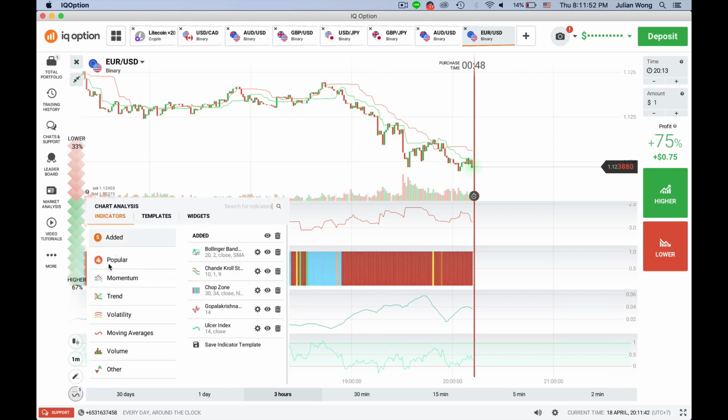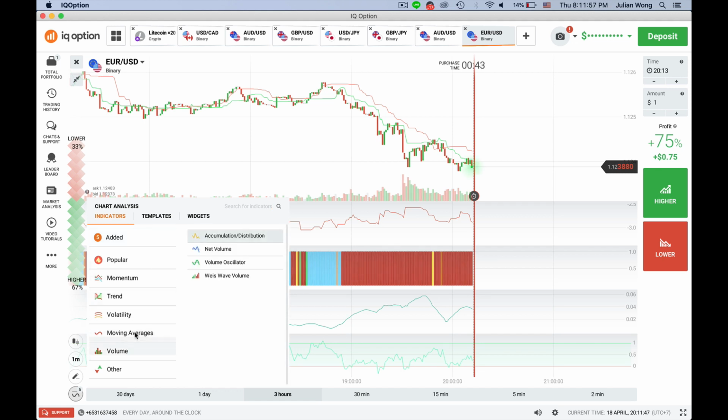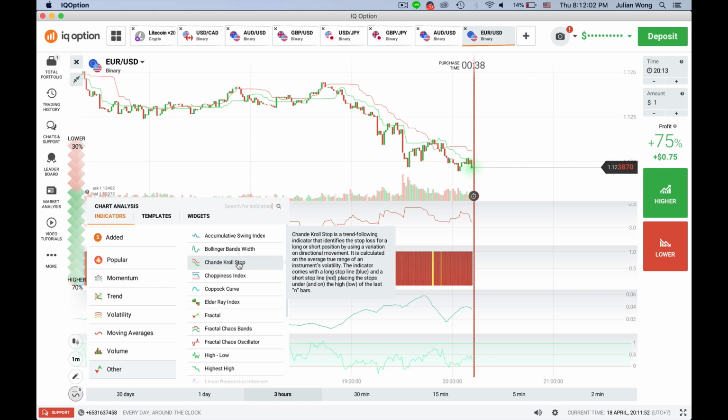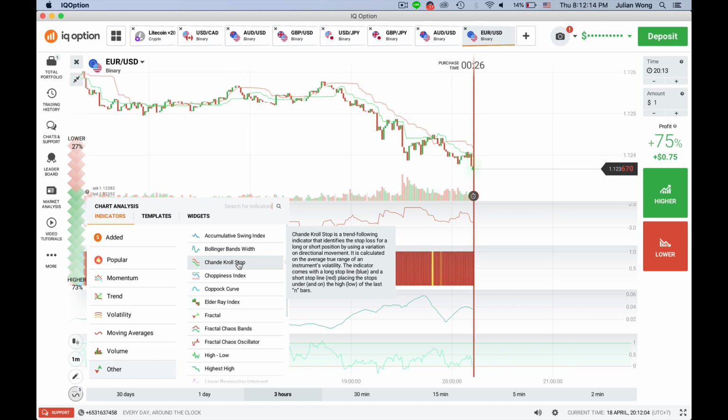The one up here is the Chande Kroll indicator, and let's have a look at the description on that one. Chande Kroll Stop. Okay, so this is a trend following indicator that identifies the stop loss for a long or short position by using a variation on directional movement. It's calculated on the average true range of an instrument's volatility, and the indicator comes with a long stop line and a short stop line, placing the stops under and on the high-low of the last n bars.